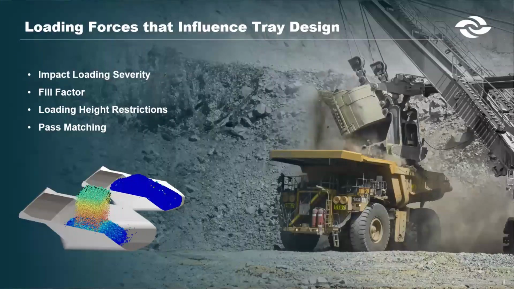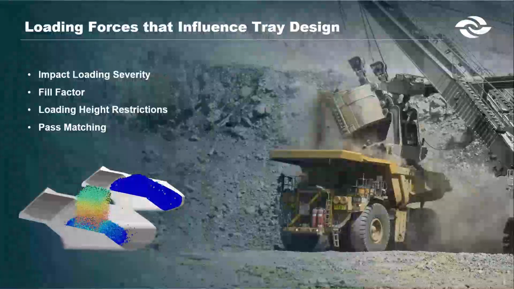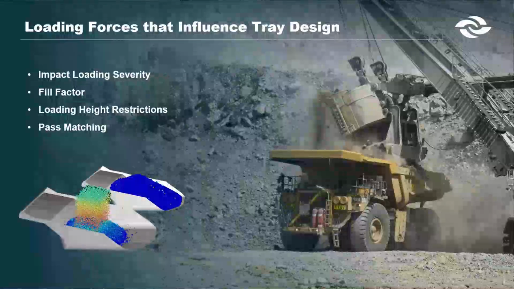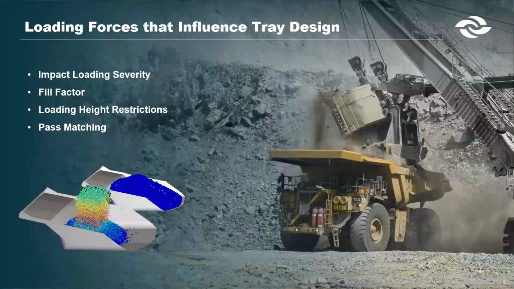Fill factor is another important element. A tray that consistently achieves 90 to 95% fill-pass matching ensures efficiency. If a shovel needs 6 passes to fill a tray that could have been filled in 4, cycle time is wasted. Fuel burn increases and productivity drops. Tray size must be engineered to match the site's primary load tool.